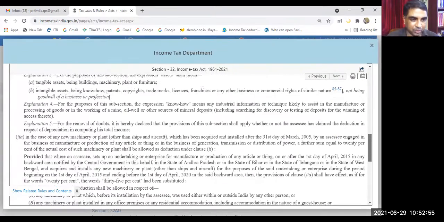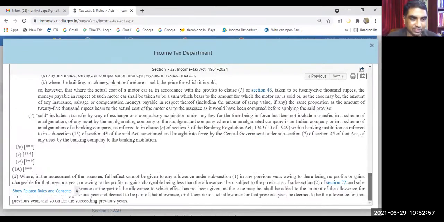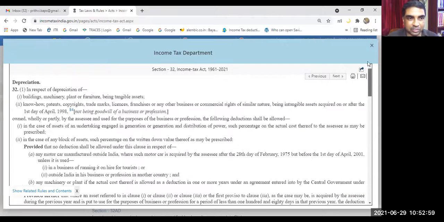It is a pretty long section. You can have a look at this. It talks about depreciation. Let me explain a few initial parts. These are the assets which are covered: building, machinery, plant, or furniture, being tangible assets. And know-how, patents, copyrights, trademarks, licenses, franchises. Here it talks about intangible assets.